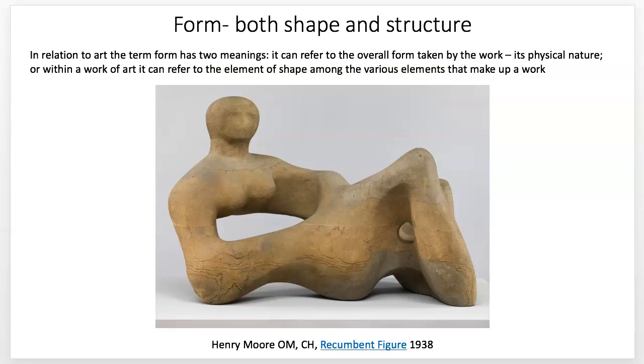We hear this word form a lot. It's both shape and structure. So there's a definition up here from the Tate Gallery, which has good art definitions at its museum. In relation to art, the term has two meanings. It can refer to the overall form taken by the work, its physical nature, or within a work of art, it can refer to the element of shape among the various elements. So the form of this is overall, and then we could talk about individual forms. This is Henry Moore, a simple figure reclining in his style. Okay, so it's shape and structure together. It's three-dimensional and two-dimensional forms.